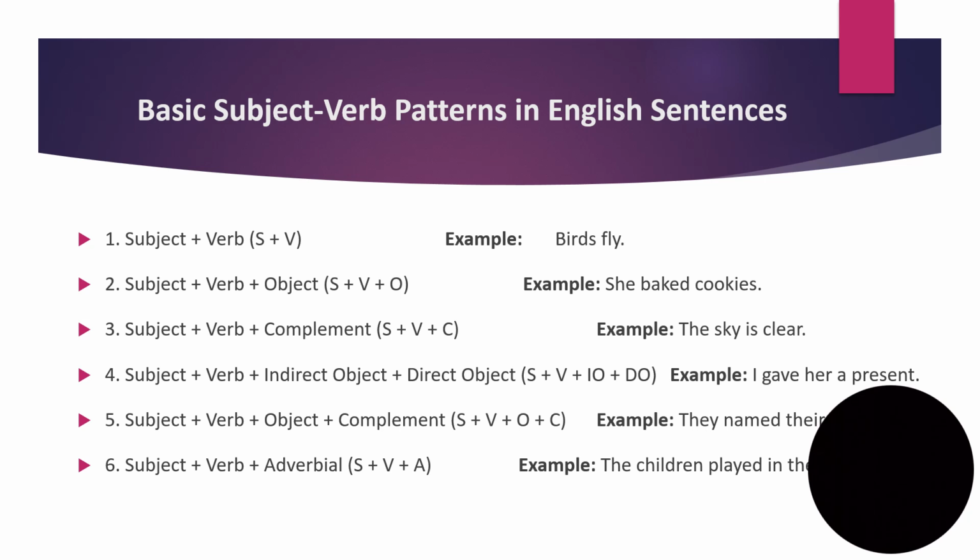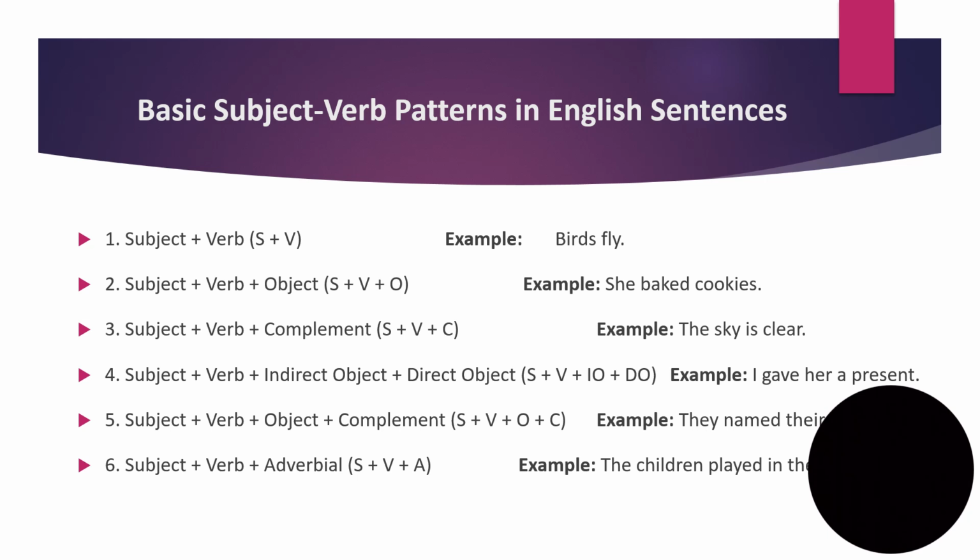For example, the chef cooked a delicious meal. Here we have a subject, a verb, and an object. Third, we have subject plus verb plus complement, or SVC. Fourth, subject plus verb plus indirect object plus direct object, so S plus V plus IO plus DO. For example, I gave her a present. She gave him a gift.